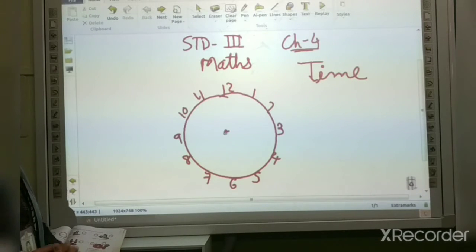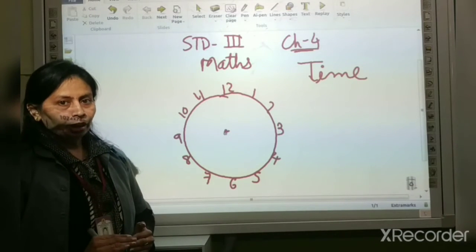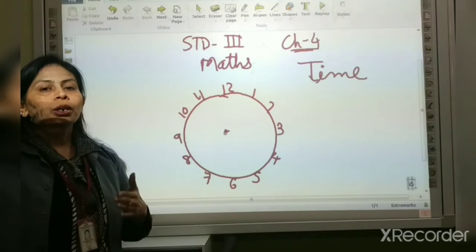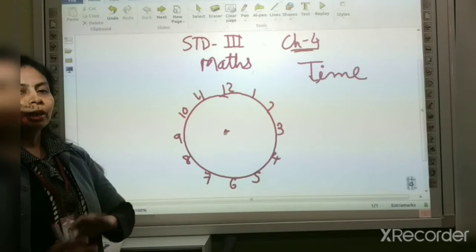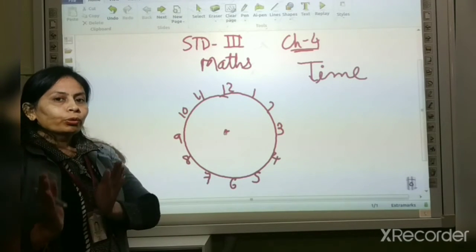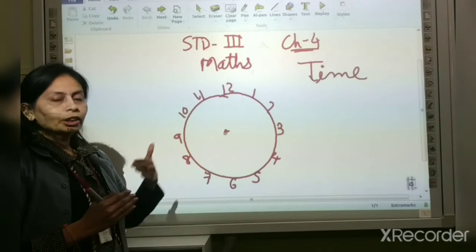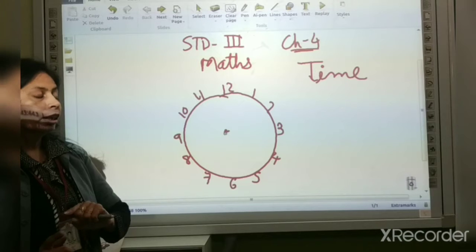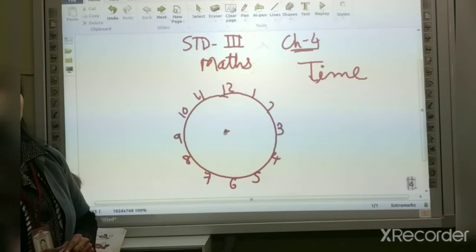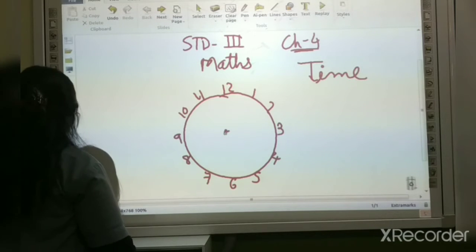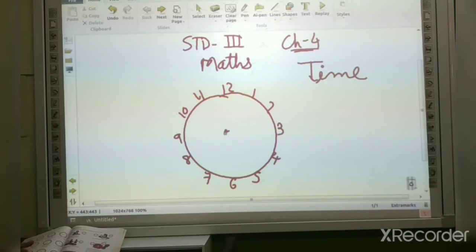So first thing, know about AM and PM. What is the full form of AM? AM means anti-meridian and PM means post-meridian, right? From 12 midnight to 12 noon, we write AM, and from 12 noon to 12 midnight, we write PM. Right? So exercise 4.1, read the clock.